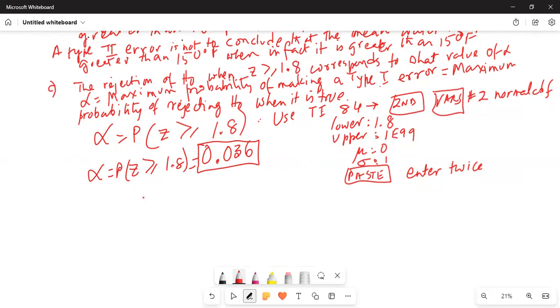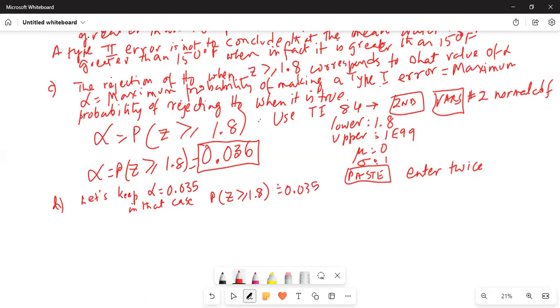So we will keep alpha equal to 0.035, and in that case the probability of z greater than or equal to 1.8 is equal to 0.035, which we determined in part C.